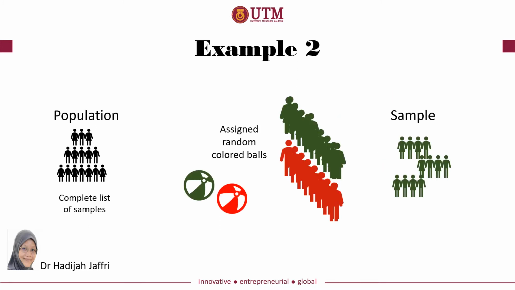Another example is we can use balls with different colors such as red and green with the names of all samples. We set our selection by determining that only people with a specific color would be selected as sample. Then we randomly choose the ball in which only the individuals whose color are chosen are included in the sample.